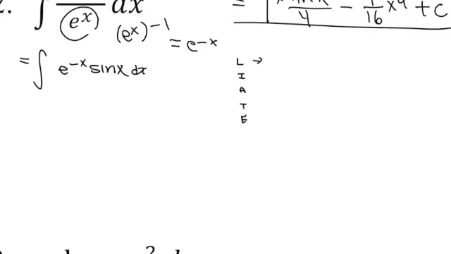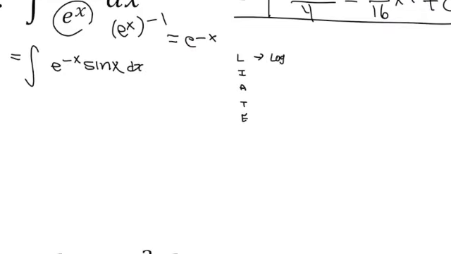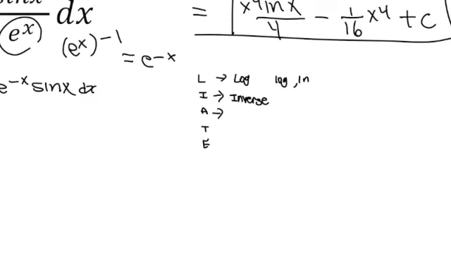So L stands for logarithmic, log, so it's just like log or ln, those things. And then I stands for inverse, and then A stands for algebraic, and then T stands for trig, and then finally E stands for exponential. So these things are pretty self-explanatory.